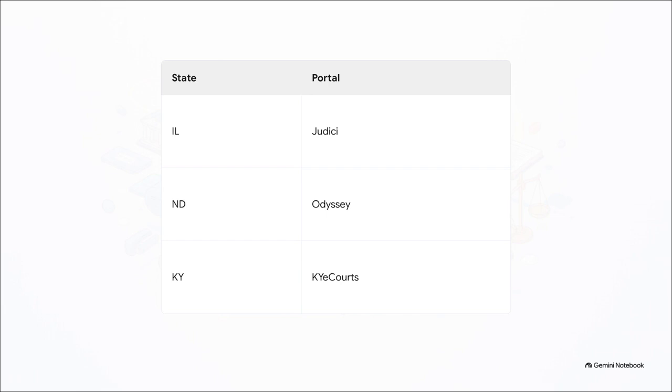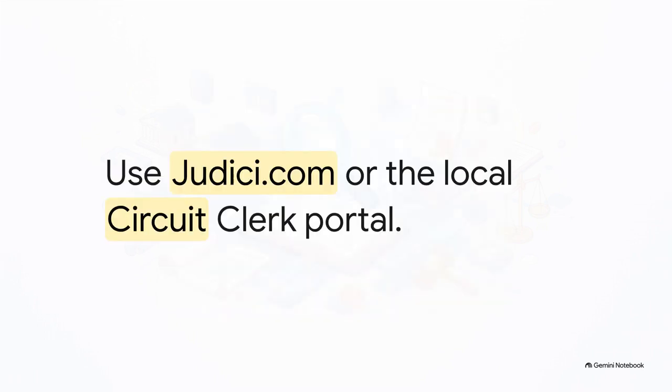Let's break each one down. If your search is in McLean County, Illinois, you actually have a couple of really great options. The local circuit clerk portal splits out civil and criminal searches, and it's got fully automated records dating all the way back to 1991. But honestly, a lot of researchers prefer Judici.com.